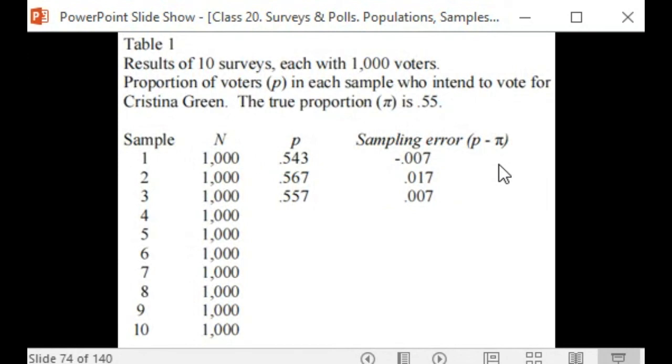So let's practice how to calculate sampling error for several samples using this formula. This table shows the results of 10 political polls that have recently been taken in the state of East Virginia. In each poll, a pollster interviewed 1,000 voters. Now, we're assuming we already know the true proportion of voters in the state is 0.55. In other words, pi equals 0.55 or 55%.